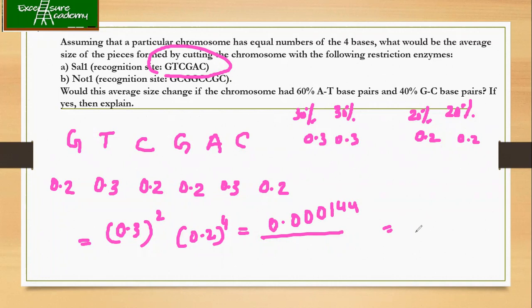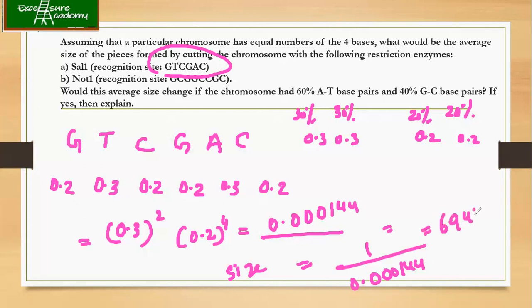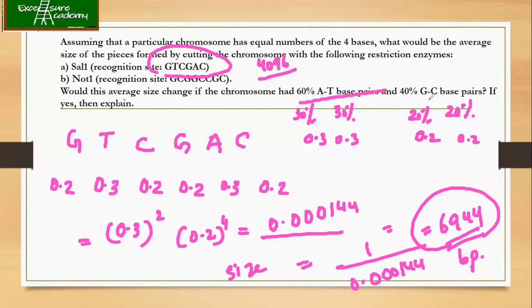Or in other words, you need to calculate the size. You just take the reciprocal of this value, and that becomes the size of the fragment. How are you going to calculate? 1 upon 0.000144. So 1 divided by 0.000144, and near around how much are you getting? 6944. So these many base pairs you are getting, and in the previous case we saw that it was around 4096. So from 4096 it has become 6944. So yes, the size of the chromosome fragment will vary if there is a change in the percentage of AT base pairs and GC base pairs.